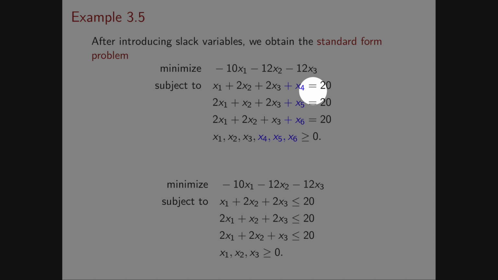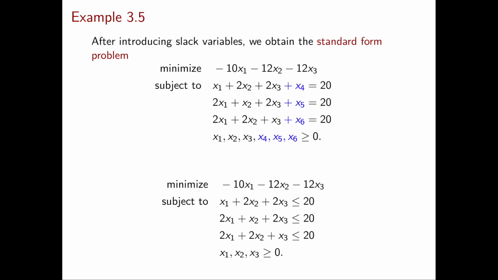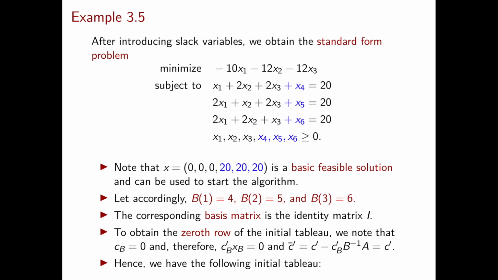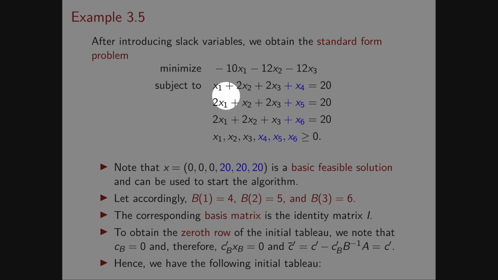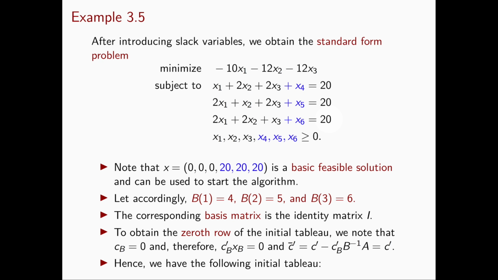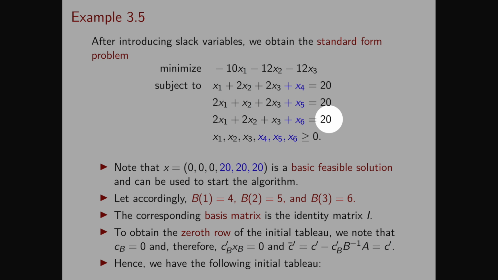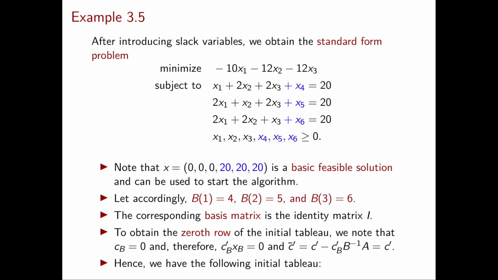The problem that we have obtained is now in standard form, and we know it is equivalent to the original one. Now, for this standard form problem, it's very easy to obtain a basic feasible solution. In fact, if you set all the original variables to 0, you obtain x4 equal to 20, x5 equal to 20, and x6 equal to 20. This is a basic solution because the three columns corresponding to x4, x5, and x6 are linearly independent. Furthermore, this is a basic feasible solution because it is greater than or equal to 0. So we can use it to start the algorithm.